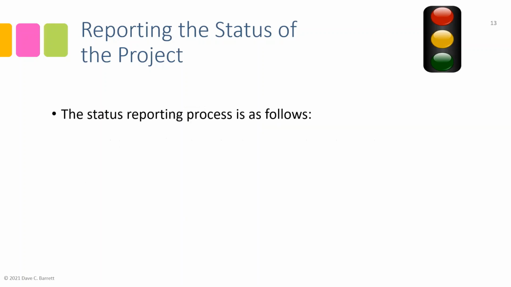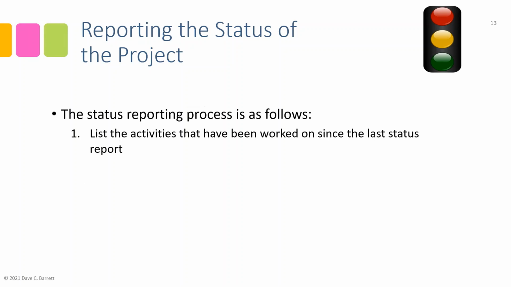The status reporting process is a systematic one, and it is as follows. 1, list the activities or review the activities that have been worked on since the last status report. Now, there are different frequencies at which status reports can be created. Generally, weekly works very well for most projects. It's often enough that it's relevant information, but not so often that it becomes unproductive for the team. So weekly tends to be a good frequency. But the process is to say, since the last report, what have we done? So list the activities that have been worked on.